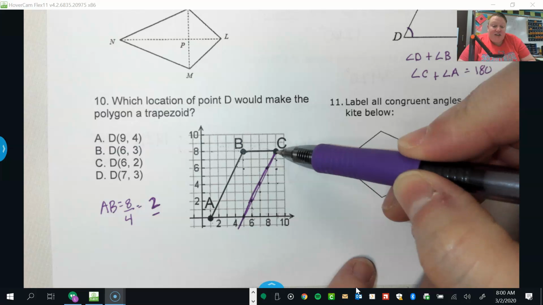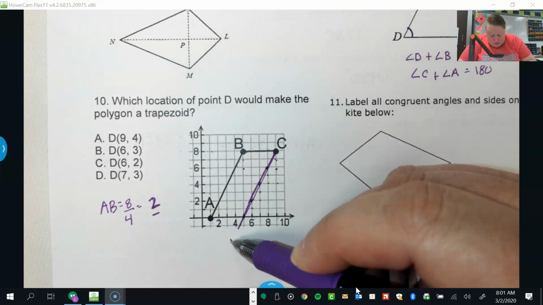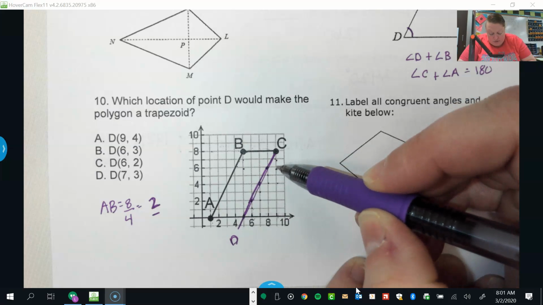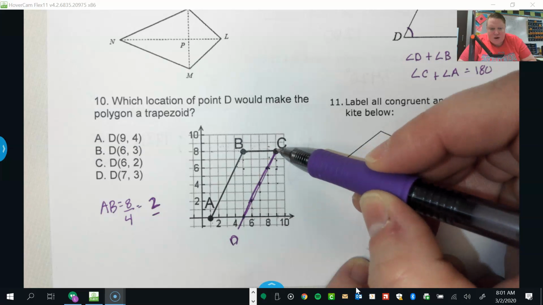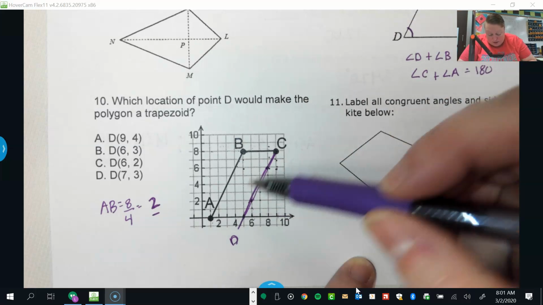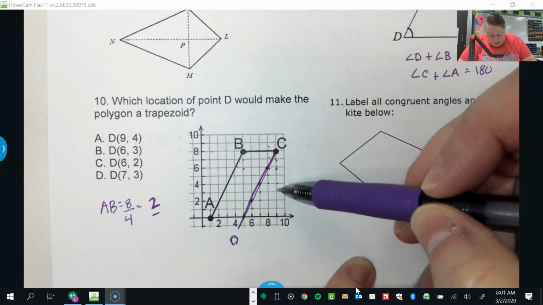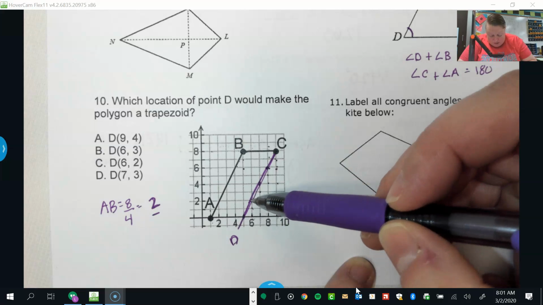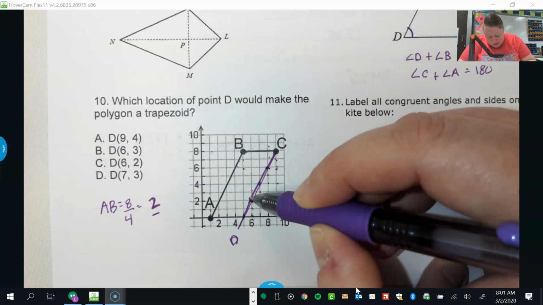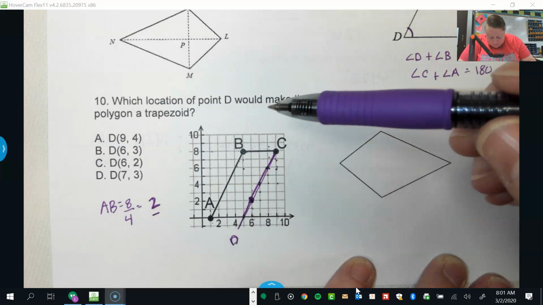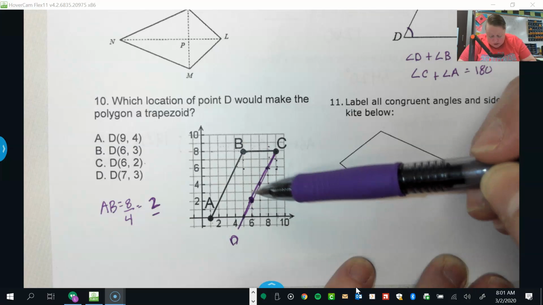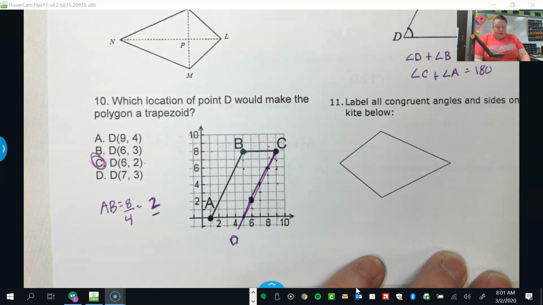So I started at C and I gave CD, which I don't know where D is yet, a slope of 2. I went down 2, left 1. That's the same as going up 2, right 1. So I gave CD a slope of 2, and I know that D has to fall on this line. So 9, 4, that's not on the line. 6, 1, 2, 3, that's not on the line. 6, 2, that is right here on my line. So that's D. Okay. 7, 3 is also not on the line, so yeah, it's definitely 6, 2.